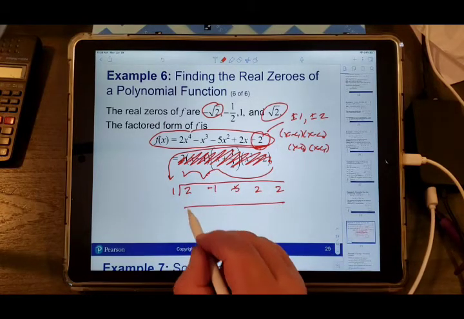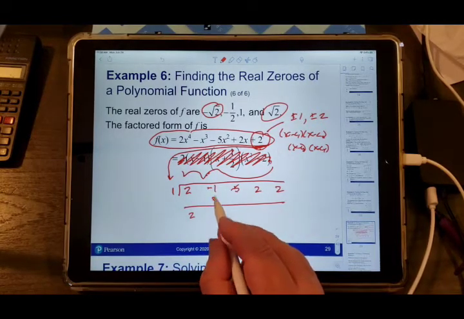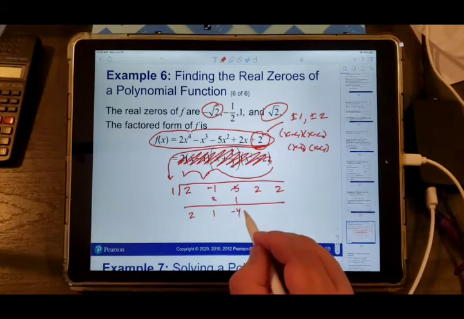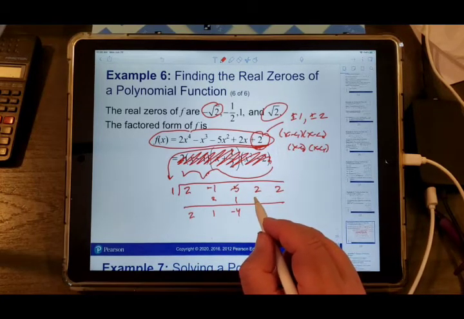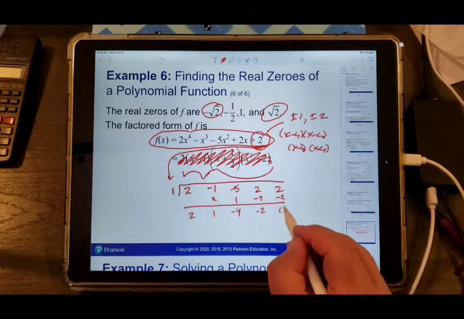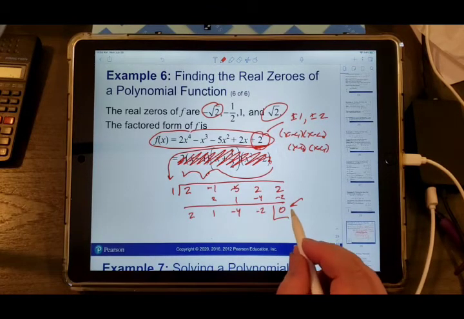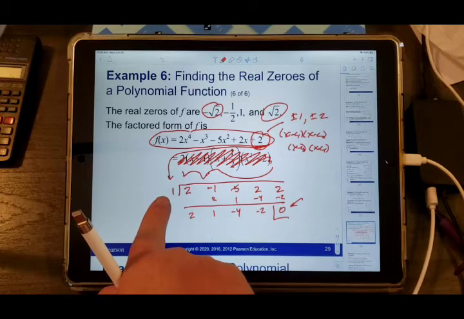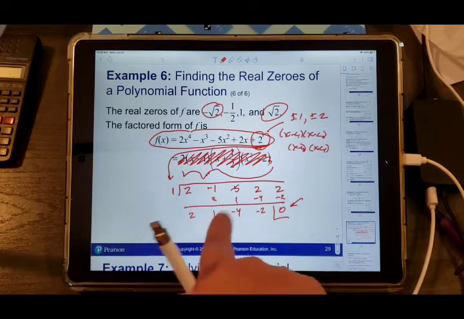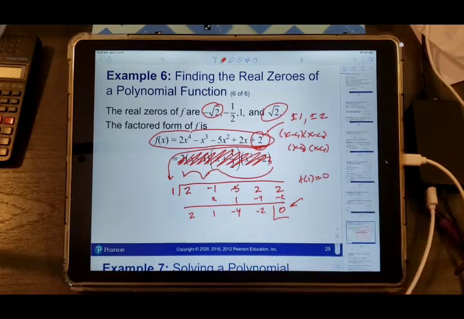But so 1 is my multiplier. I'm going to bring the 2 down, multiply by 1. I'm going to bring this down, or add this together. Multiply by 1, add this together. I'm hoping for something. I'll get to what that is in a second. That. I was hoping that was a 0. Because if that's a 0, that's proof that 1 is a 0. In fact, that's kind of what it means. If you put in a 1 and you do this and you get a 0, that means f of 1 equals 0.